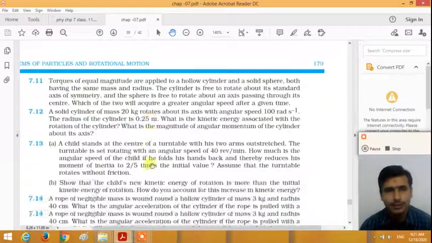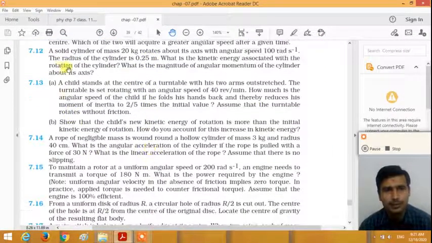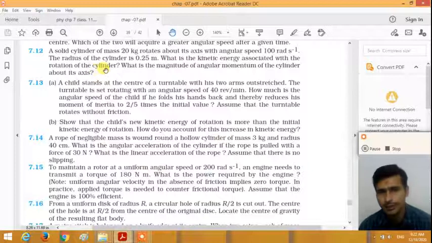Let us see the statement of the example 7.12. A solid cylinder of mass 20 kg rotates about its axis with the angular speed 100 radian per second. A solid cylinder is given to you. Mass of the solid cylinder is 20 kg and angular speed omega is 100 radian per second. The radius of the cylinder is 0.25 meter. What is the kinetic energy associated with the rotation of the cylinder?